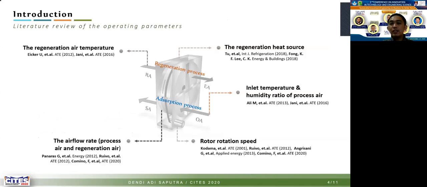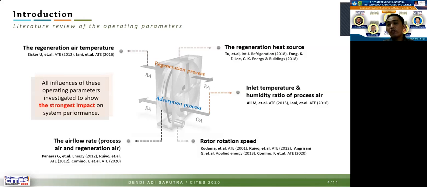However, this desiccant wheel technology still has some issues that must be solved. One of them is that the system performance is still lower compared to the existing solution, the air conditioning system using vapor compression. So most investigators want to find which operating parameter strongly affects or correlates with the system performance of the desiccant wheel.